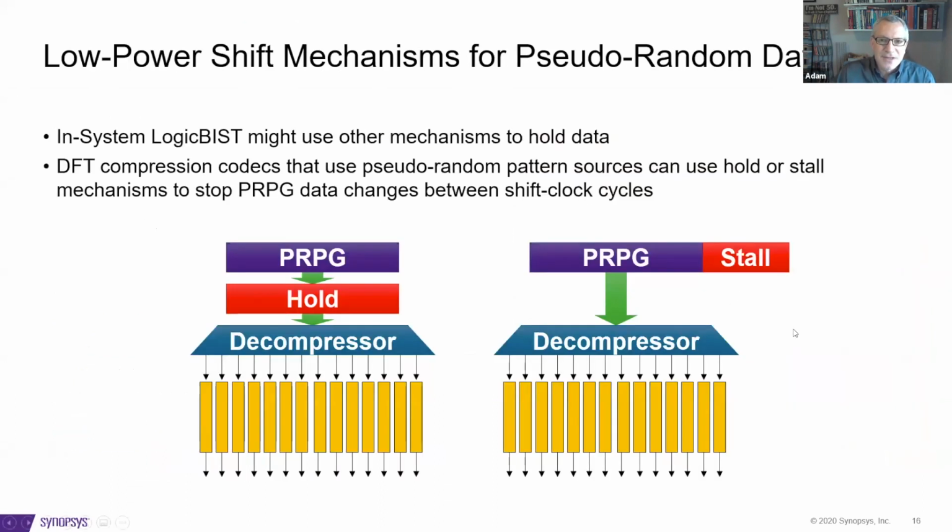Other kinds of logic-based mechanisms either are going to hold data to keep constant values shifted into chains so you don't switch during the shift process, or stall the pseudo-random pattern generation function during logic-based to try and, again, hold the values going in. So again, this is a case where you don't really have direct control of the data. You've got an LFSR generating data for you. So you need some way to kind of automatically reduce that switching activity during shift.